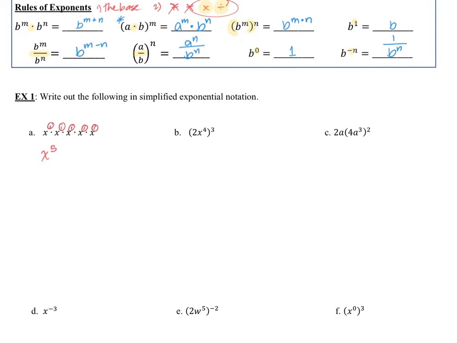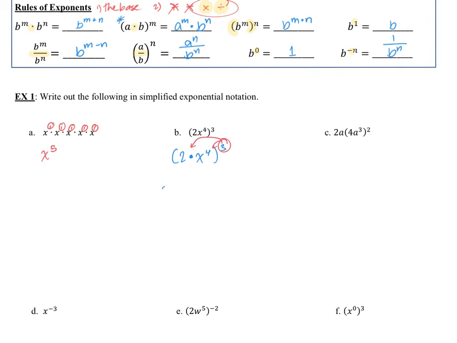The second one, b, 2. Let me write this out a little further. This is 2 times x to the fourth, all raised to the third. All right, this looks an awful lot like the rule right there. So what we're going to do, because we have the multiplication going on, please note that's multiplication, we can go ahead and distribute the 3.